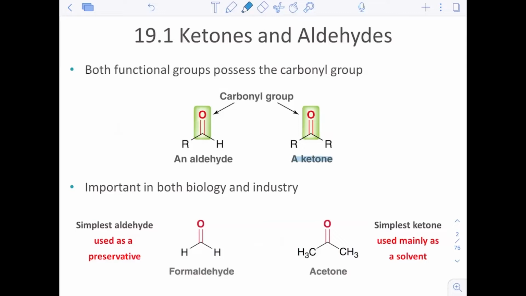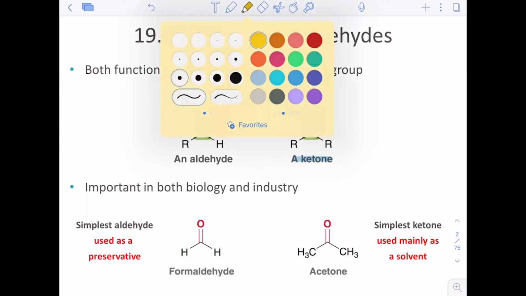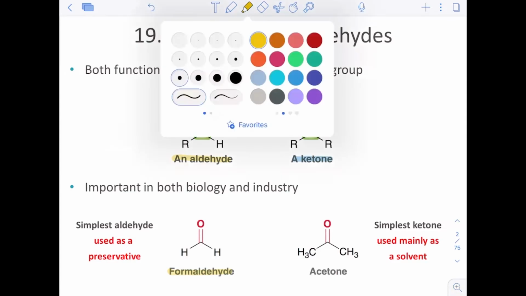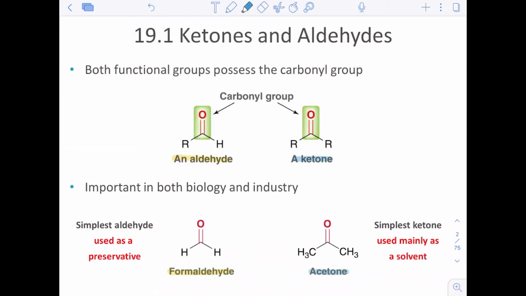So you'll notice that there are two carbons attached, one on each side of the carbonyl group on a ketone. An aldehyde will be at the end of a carbon chain. The aldehyde has to have a hydrogen on one side. The simplest aldehyde, formaldehyde down here, is used as a preservative. Acetone is the simplest ketone, and it's used in many solvents. You can see that found in hardware stores or in beauty supply places. Acetone is readily available to us, but the one that is readily available is usually lower in concentration.